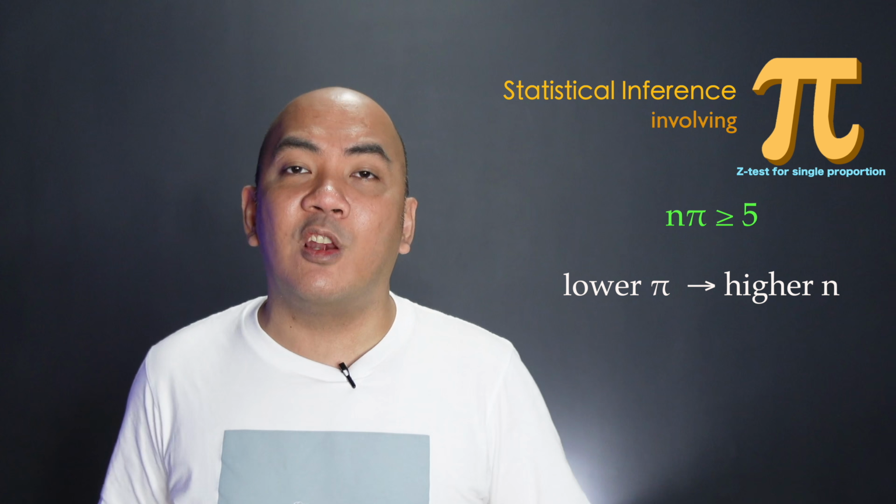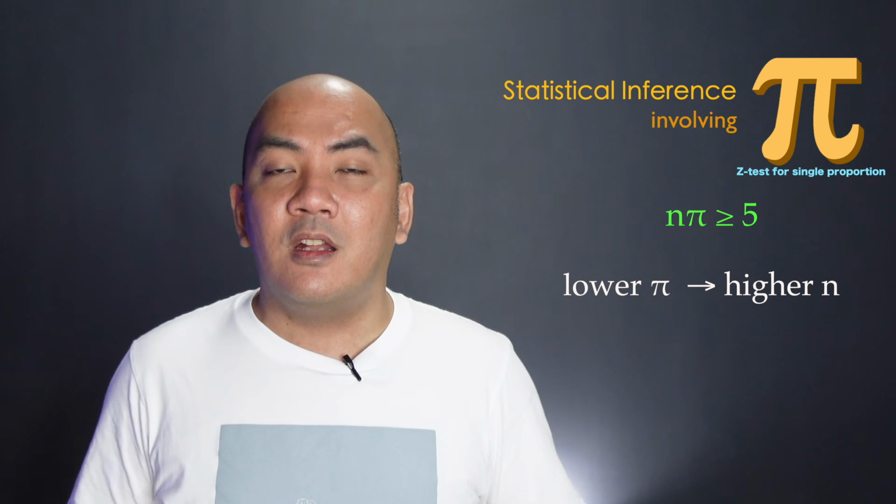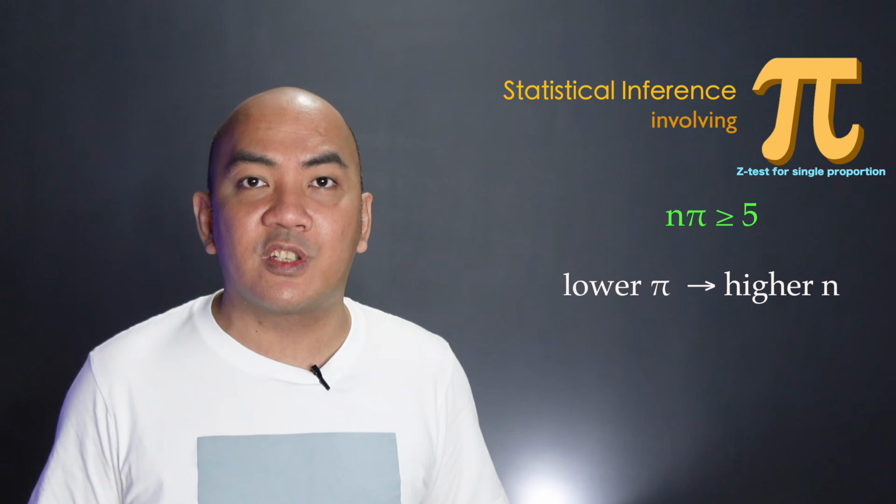So this indicates that the lower the value of pi, or in other words, the more rare the disease is, the larger the samples will be required by the test for proportions. Just a disclaimer, this is not how sample sizes are calculated in research, because sample size calculation deals with the level of significance, the margin of error, the power of the test, and others. Now let's proceed to example number 1.